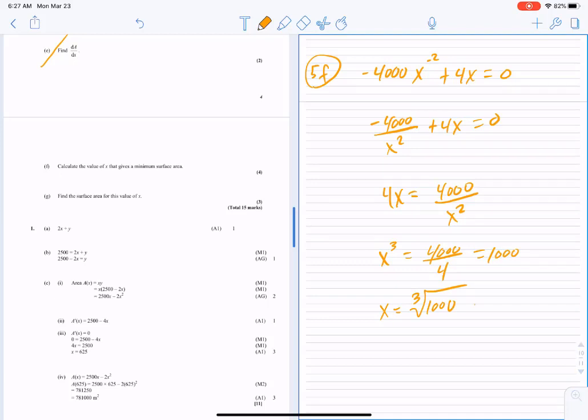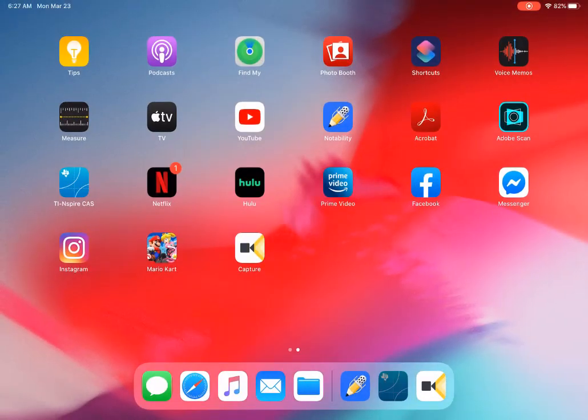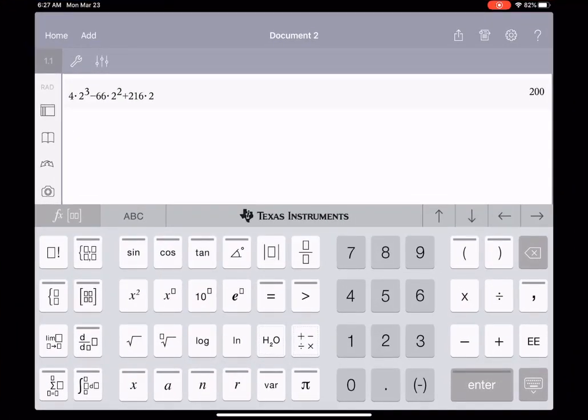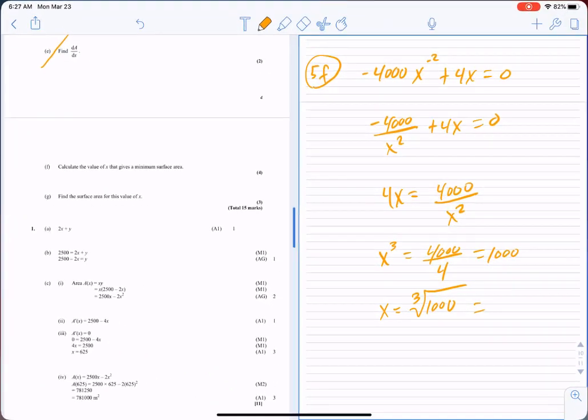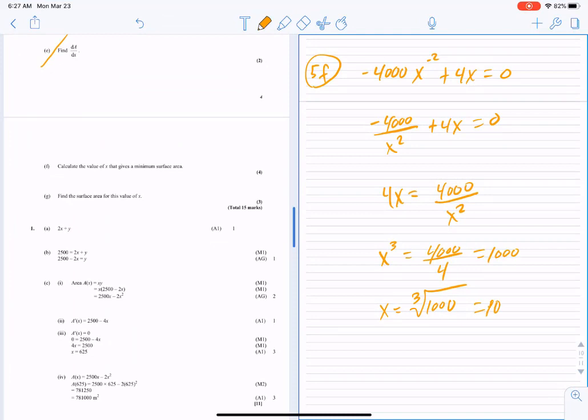And I guess I could put that in the calculator. We'll go ahead and do that. Cube root of 1,000. That's going to be 10. Oh, nice. I should have known that, actually. Either way, that's your value for x that gives you the minimum surface area. Okie doke. And then find the surface area for this value of x.